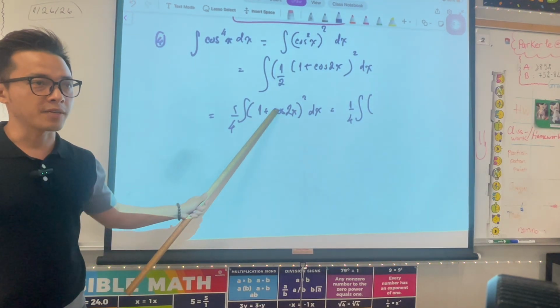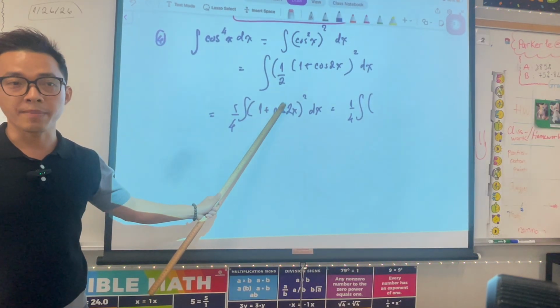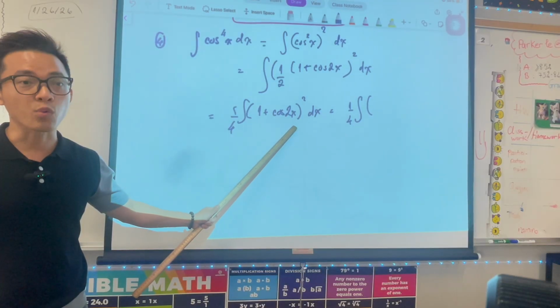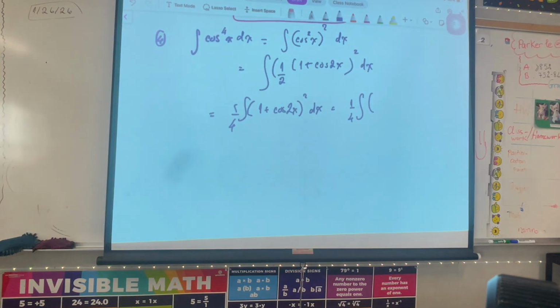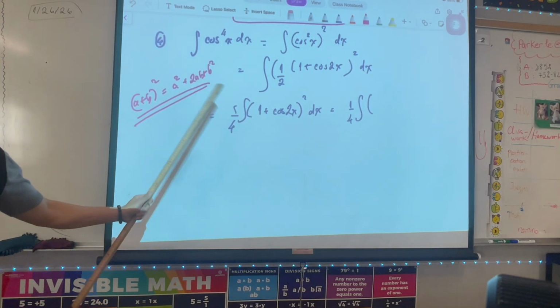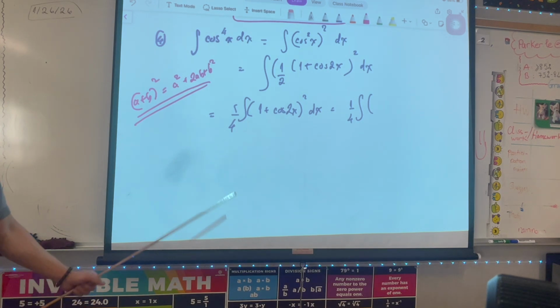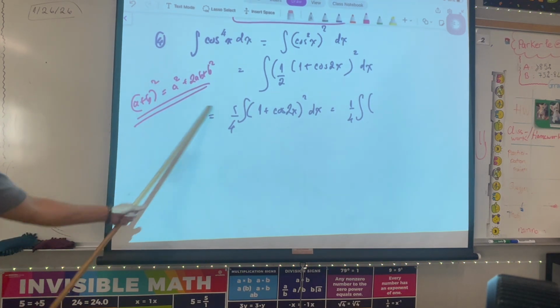You remember (a plus b) square? A square plus 2ab plus b square. You also need to memorize this, okay? A square plus 2ab plus b square. Or you can do FOIL, but FOIL is longer. You're in Calculus BC already. Don't use FOIL. FOIL is for Algebra 1, Algebra 2. You should memorize this formula, okay?